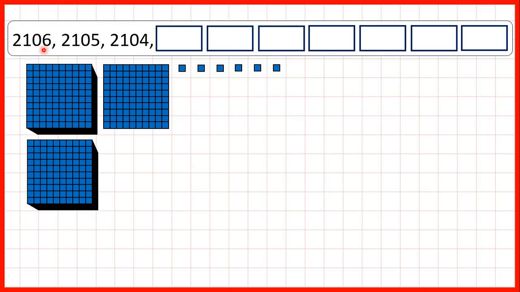Now we need to count back in ones from a 4-digit number. So here we start with 2106. So we can see 2000 blocks, 100, no tens, and 6 ones. If we count back in ones, we get 2105, 2104, and then when we continue counting back in ones, we get to 2100.